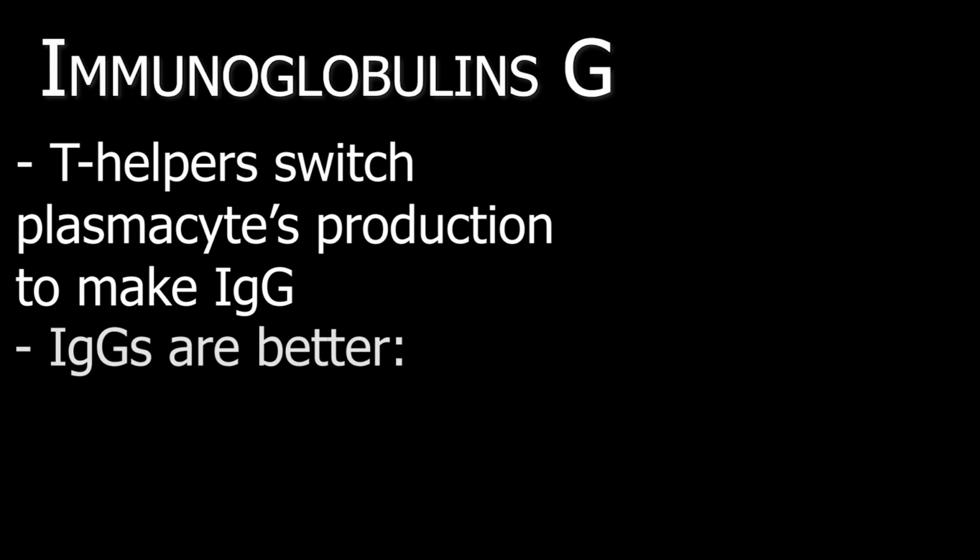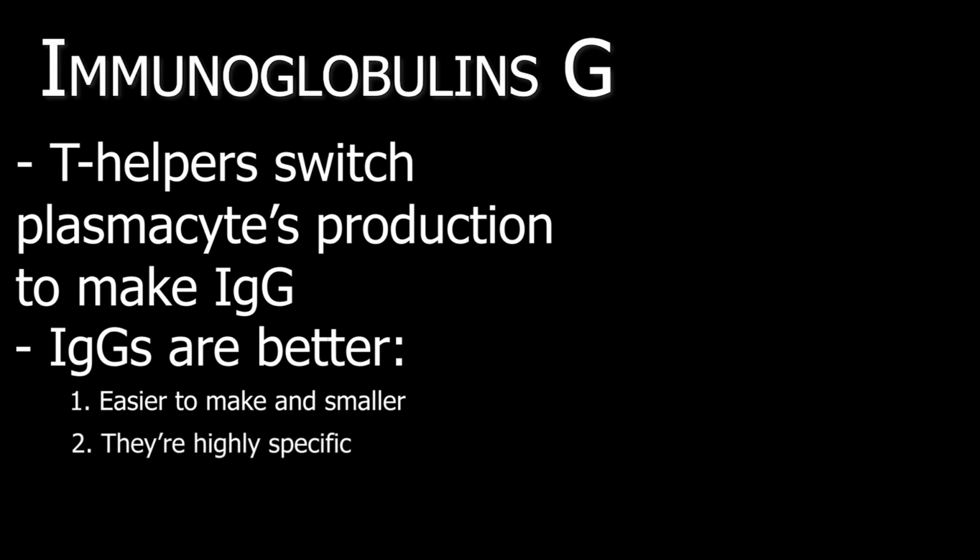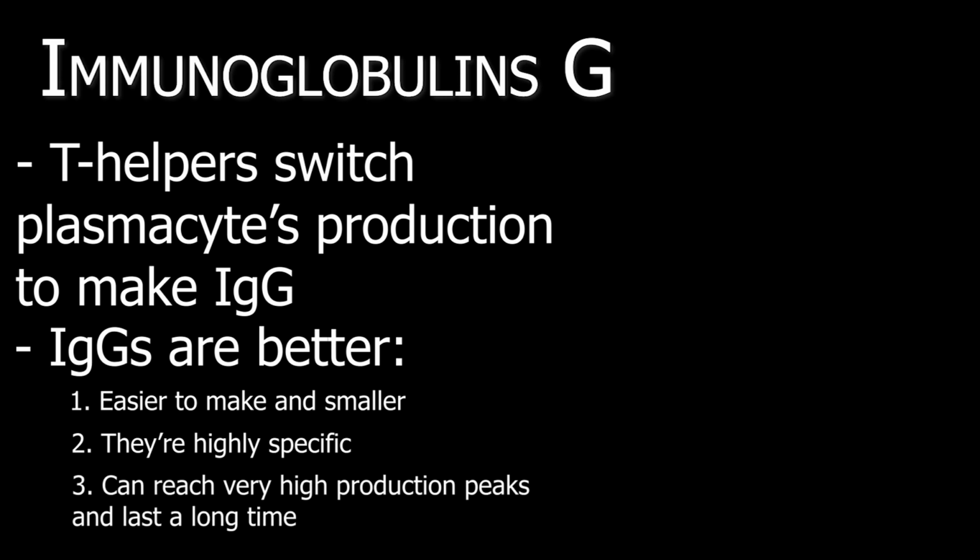IgGs are better in a number of ways. First, they're smaller and thus don't require too many resources to produce. Their size also allows for other certain benefits, such as being able to cover the bacteria more efficiently and migrate through the placenta as well as into breast milk. 2, they're highly specific. And 3, their production isn't limited.